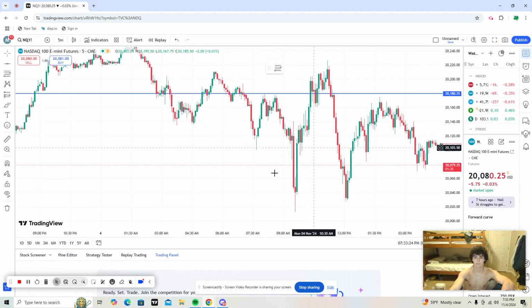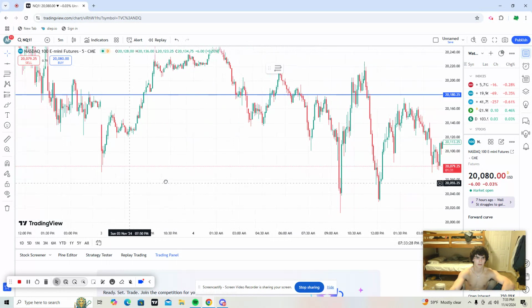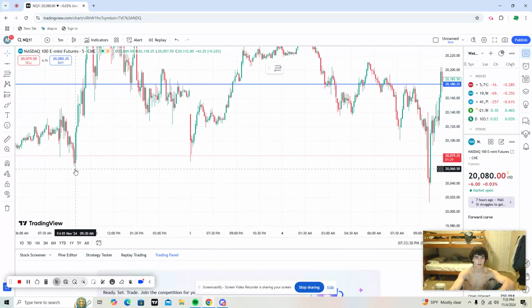So I saw that. And then you go over here and you look at, yeah, this one right here. This was Friday's low. So Friday's low got unswept. So I marked that out.